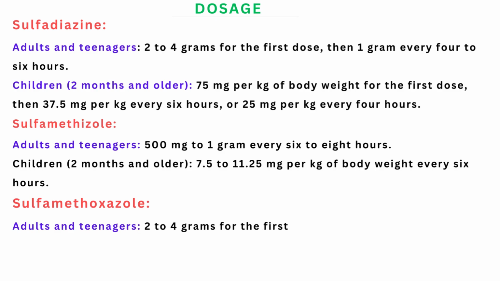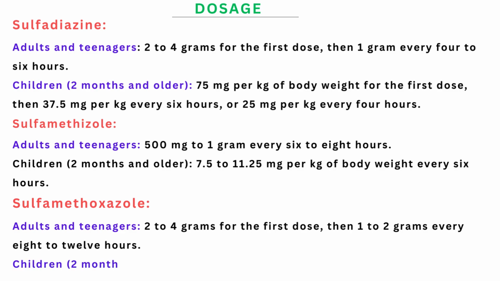Then sulfisoxazole. In adults, it is taken 2 to 4 grams for the first dose, then 1 to 2 grams every 8 to 12 hours. In children about 2 months and older, the dose is based on the body weight.